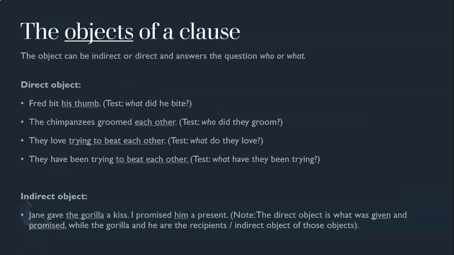The object of a clause can be indirect or direct and answers the question who or what. Examples of direct object: Fred bit his thumb. Test it. What did he bite? His thumb. The chimpanzees groomed each other. Who did they groom? Each other.